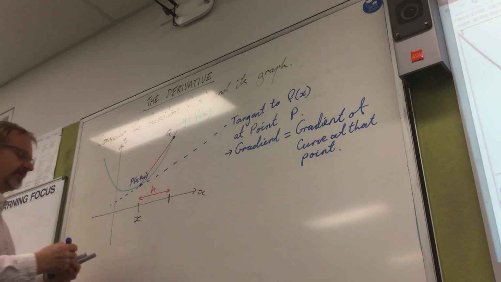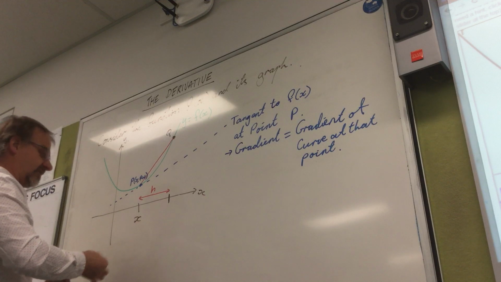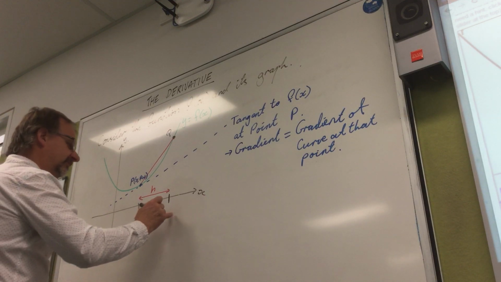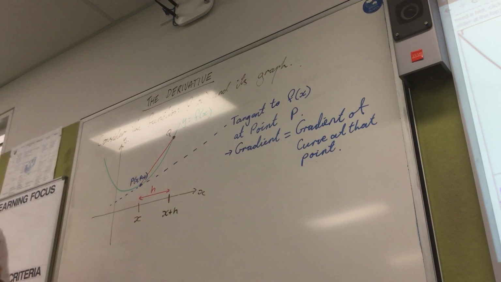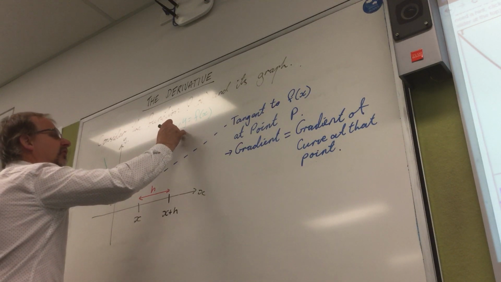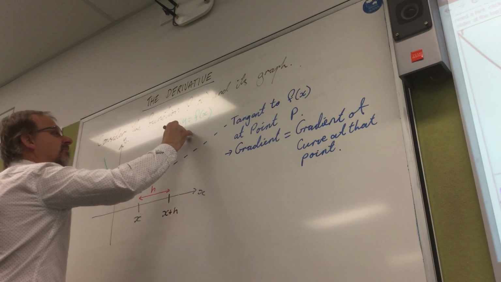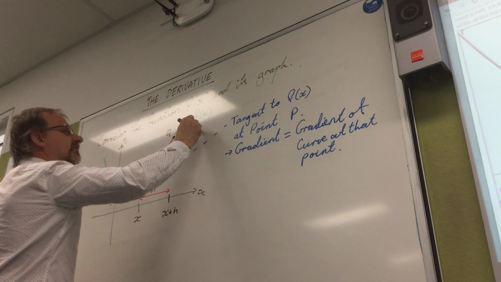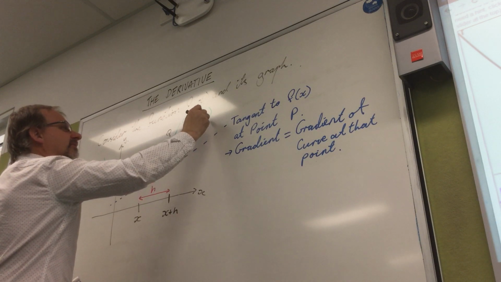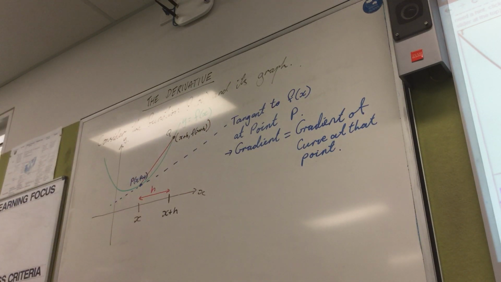So then this x value here would be x plus whatever that h was. All right, so our coordinates of point Q would be x plus h, and then to get the y, we would put that into the function.